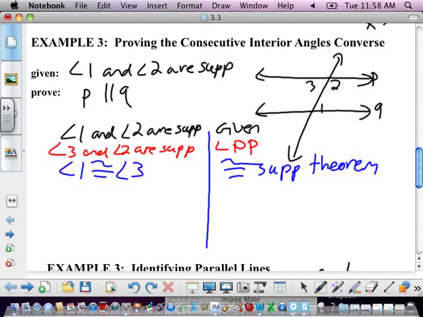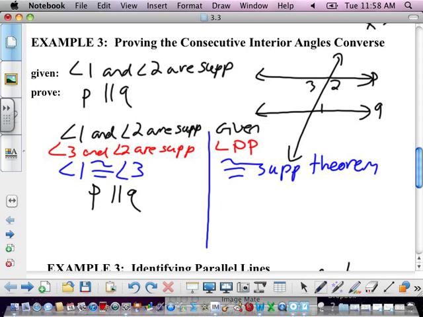Okay, now we've got 1 and 3 are congruent to each other. What can we do with that? 1 and 3 are alternate interior angles, and if alternate interior angles are congruent, then P and Q must be parallel according to what?